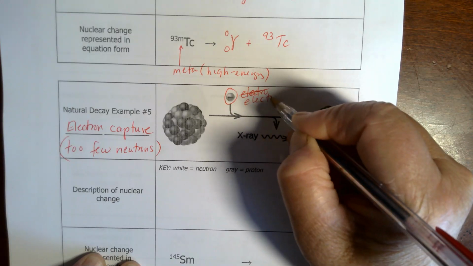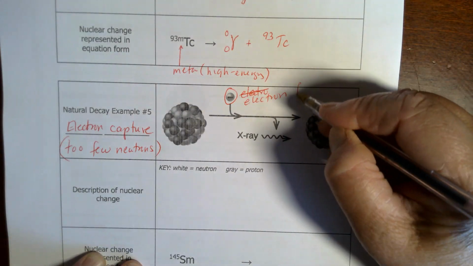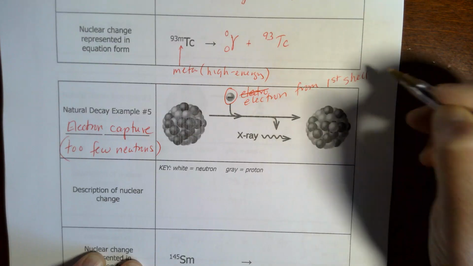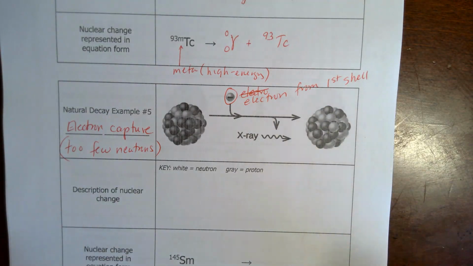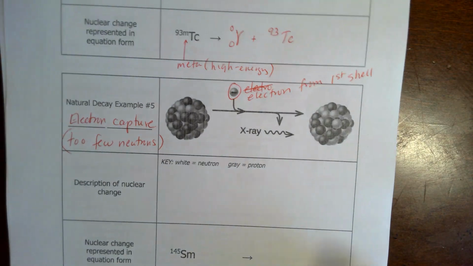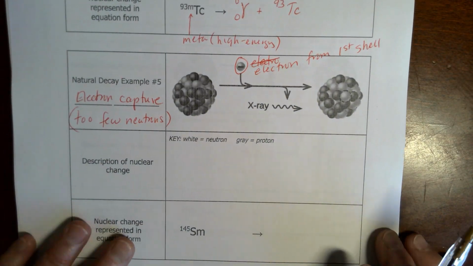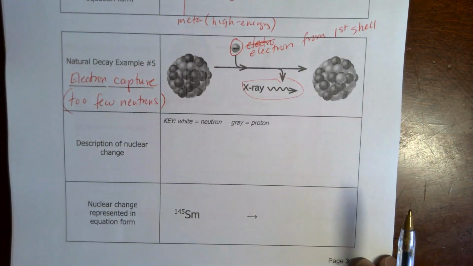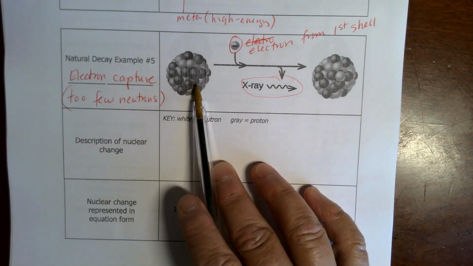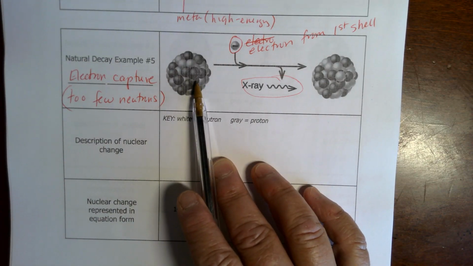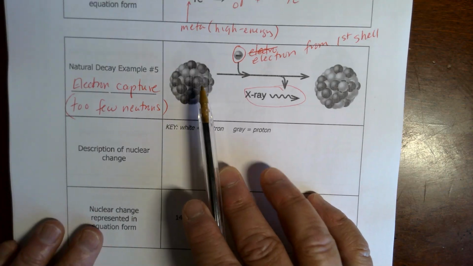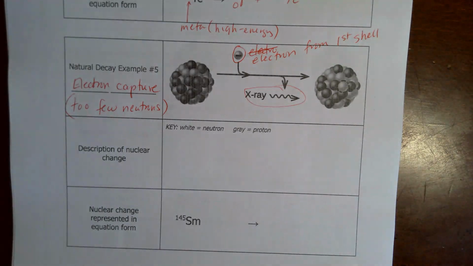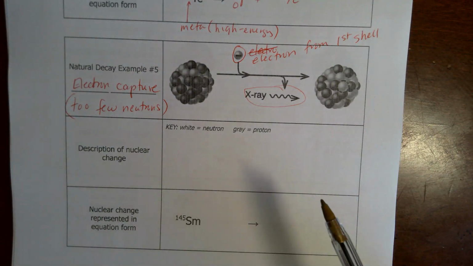Spelling. This is an electron from the first principal energy level, the first shell. Okay, so it's actually going to grab an electron that's orbiting outside the nucleus, and it's going to bring it into the nuclear structure. This is energy producing, right? So this is a way for an atom to shed some of its high energy too. That's another artifact of what happens here.